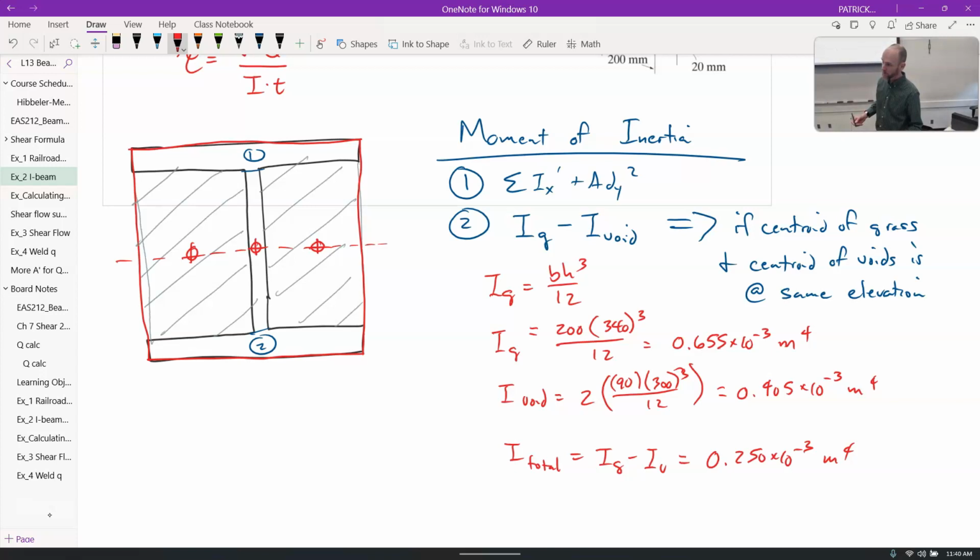What's that? Okay, the 2.250? Okay. You can do it either way, but you'll need to be consistent with your units. The general approach is to always keep it all in millimeters or all in meters. So that's meters to the fourth, or this is 0.250 times 10 to the ninth millimeters to the fourth. Either is fine.